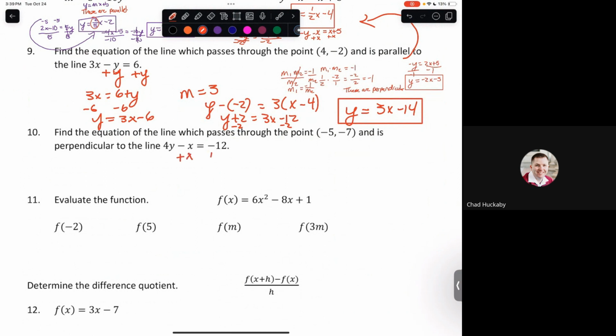So we can add x to both sides to get 4y is equal to x minus 12. And then divide both sides by 4. The 4's cancel on the left, and we get y is equal to 1 over 4 x minus 3. -12 over 4 is -3. So we found our slope. What is the slope of this line? 1/4. It's 1/4. So what does the slope of our second line have to be?